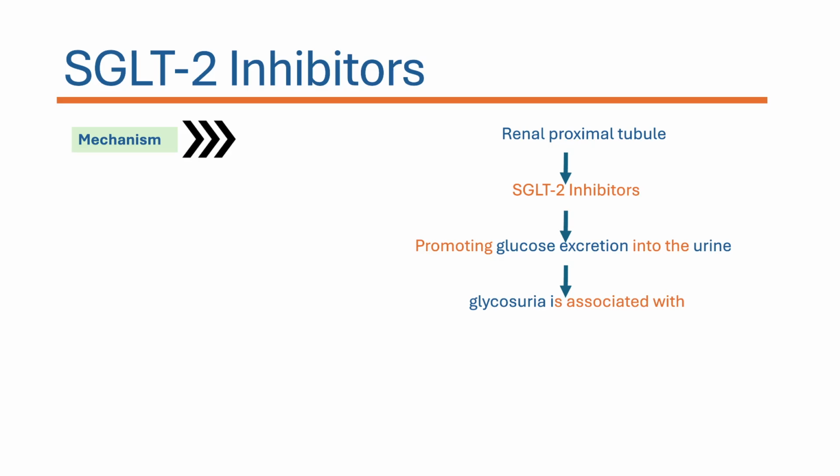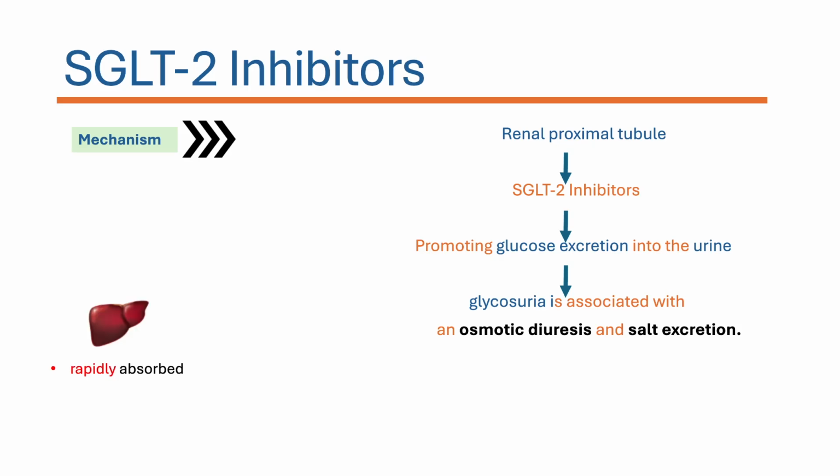So once the glucose is coming out in the urine, the tract will be highly prone to infection, because the urine is producing glycosuria, that is, glucose is coming out in the form of urine. The glycosuria is associated with an osmotic diuresis. That means it also brings the sodium. Whenever sodium is driven out, the water will also be driven out. So that's why it causes osmotic diuresis and salt excretion as well.